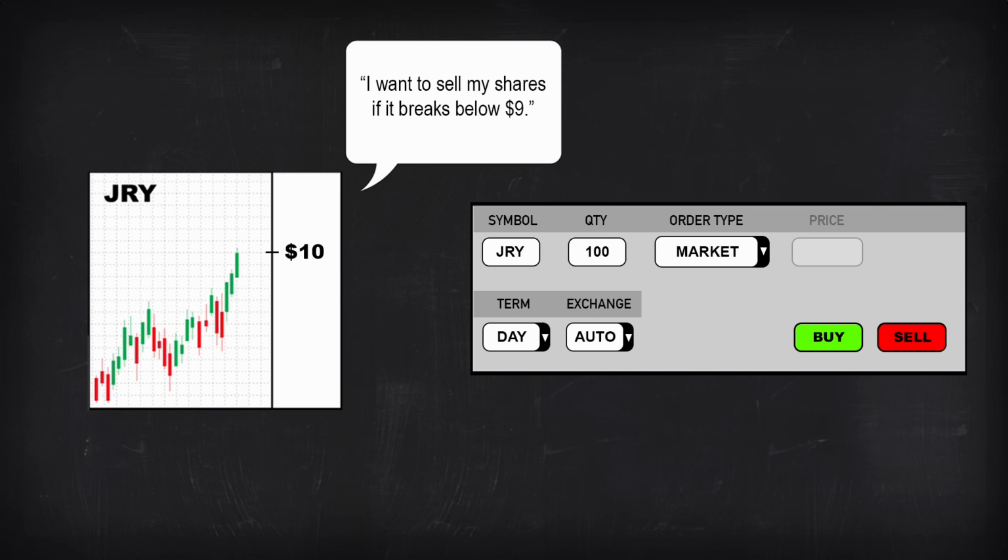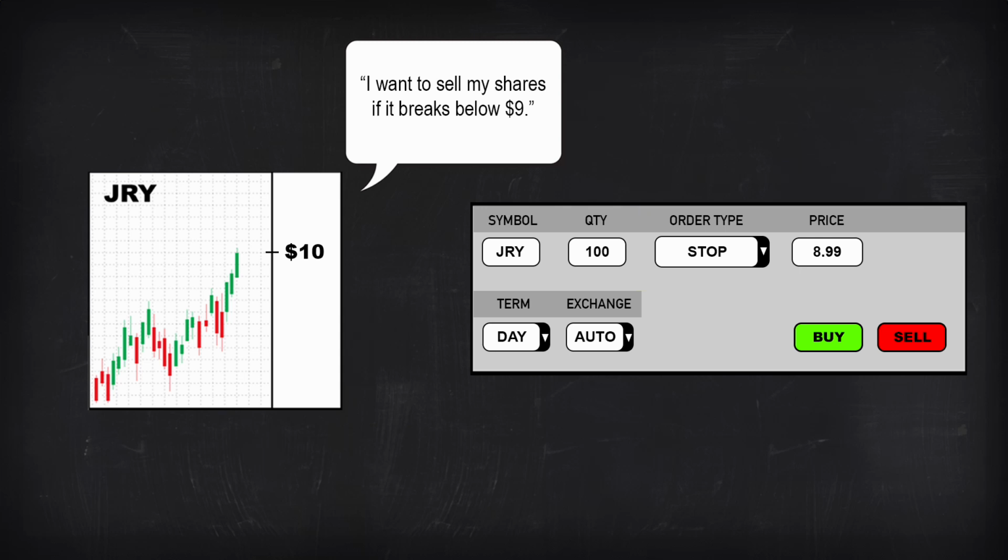So going back to the example, if I wanted to get out of JRY only if it broke $9, I can change the order type to a stop, and now I'll see the price box no longer grayed out, and I can set my sell price at whatever I want now. In this case, I want to get out at $8.99.